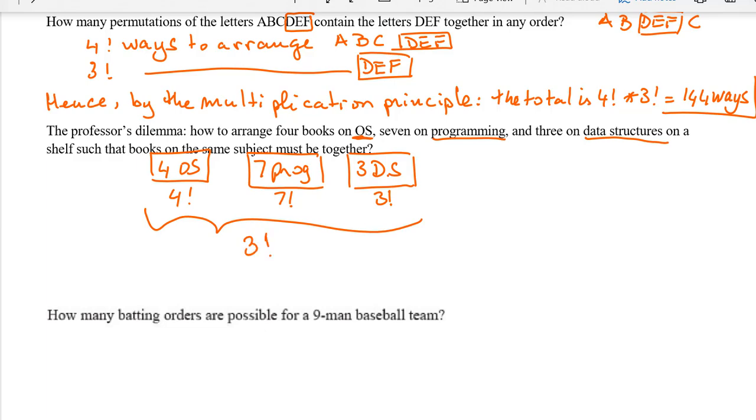And again, by the multiplication principle, the total will be 4 factorial times 7 factorial times 3 factorial times another 3 factorial, and that's the answer. This is how many different ways he can rearrange these books.